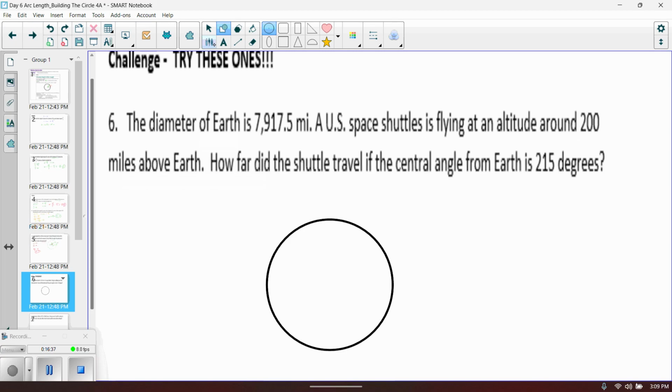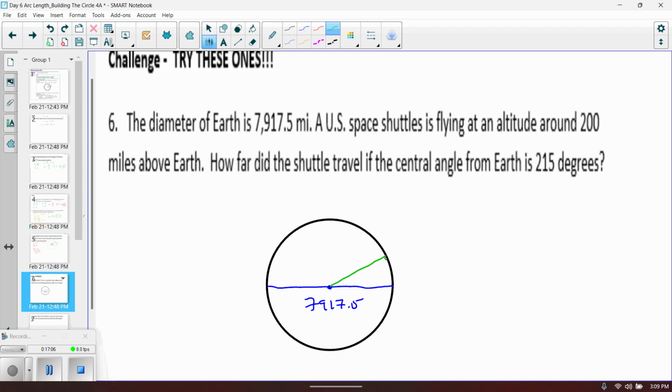And what it says is the diameter of the Earth, so all the way across through the center here, is 7,917.5 miles. Okay, we don't need the diameter to figure out arc length. What we need is the radius. So the radius, of course, is half of that distance. So I'm just going to put it out here that that's the radius.